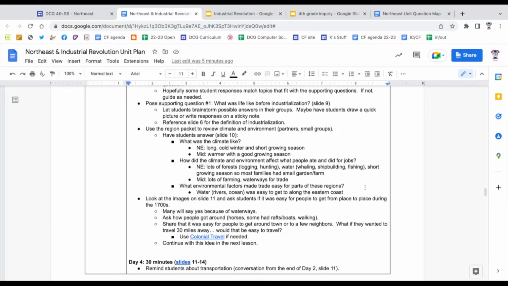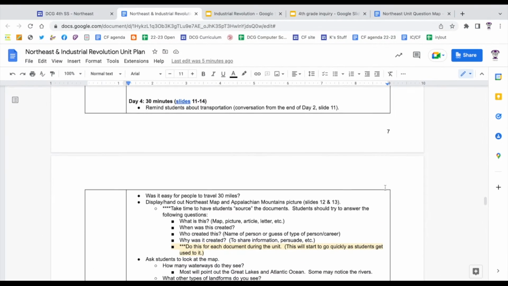Then we think about transportation and consider how that would have impacted people's movement as well as the selling of goods. In day 4, we review that aspect of transportation, and we spend a little bit of time looking at maps of the Northeast and the Appalachian Mountains to consider how that would impact daily life.